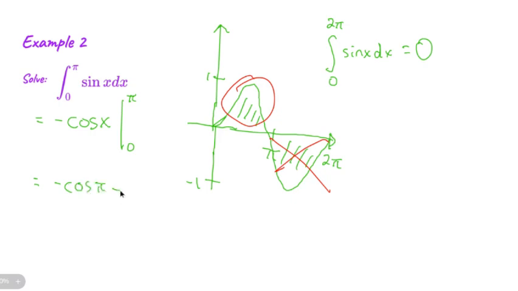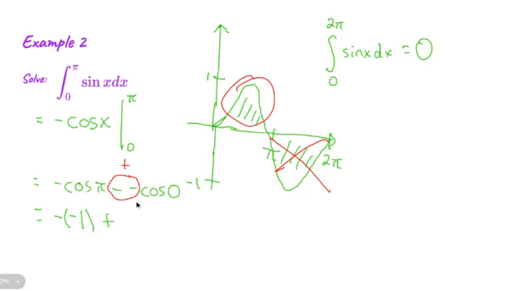Negative cosine of pi minus a negative cosine of 0. And this is where your unit circle would come in. So a couple things. We have a minus and negative, that'd be a plus. And from our unit circle, we could see cosine of pi is -1. So that's a -1. Definitely be careful with your negatives.